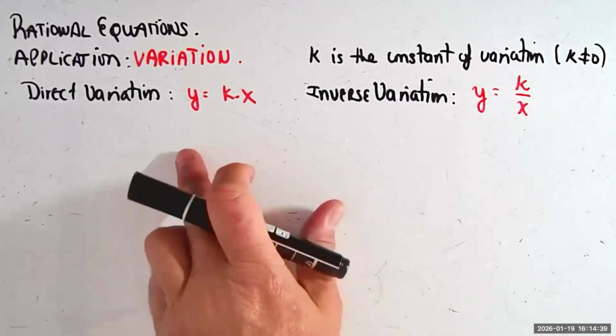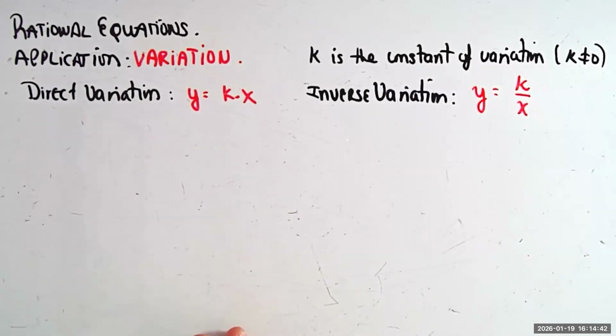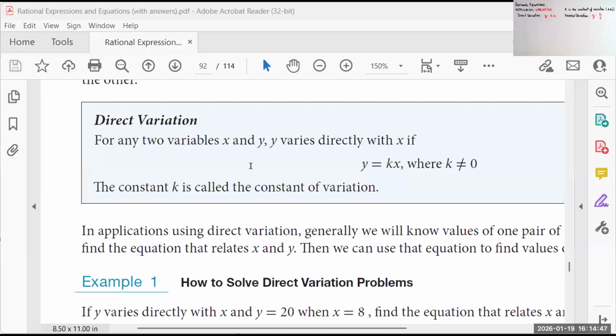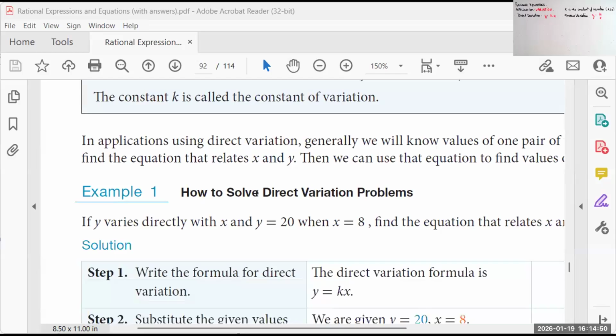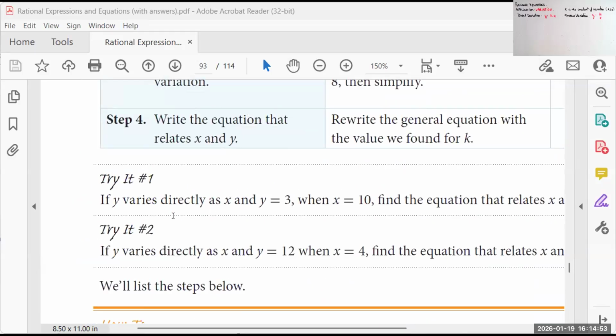So let's try two examples of this. Okay, so this is the definition. Let's try these two examples. They are direct variations: a, y equals 3 when x equals 10, and then b, y equals 12 when x equals 4.